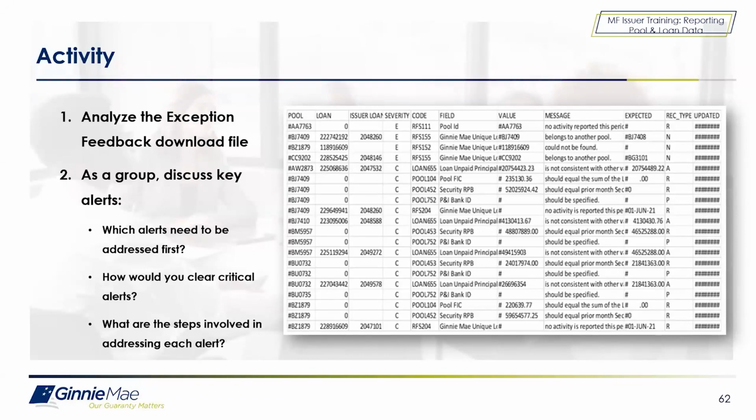Okay, so you'll notice row 1 displays the column headings. You have the ability to sort the exception download list based on your needs. And this list here is sorted by severity code. Both the code and the field name identify whether it is a pool or a loan exception. This exception download example was downloaded on the first business day where only one file had been submitted.